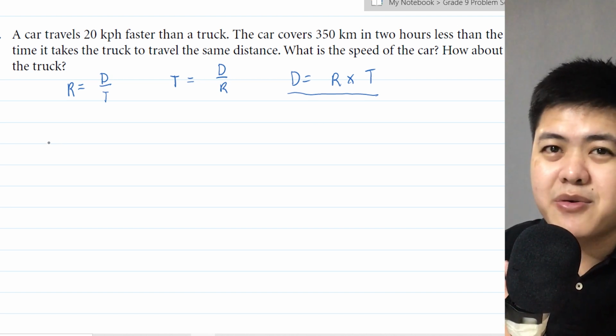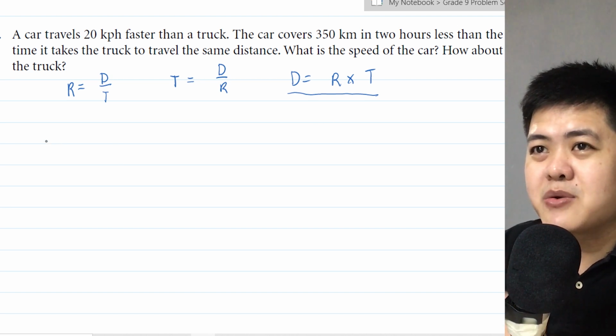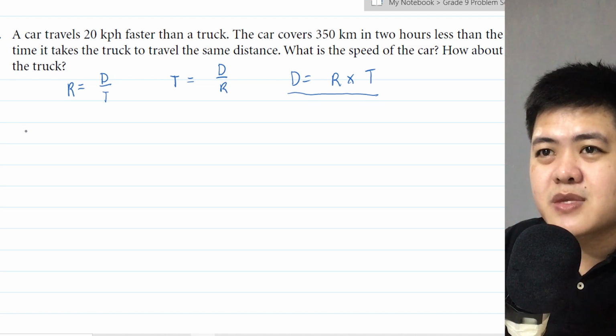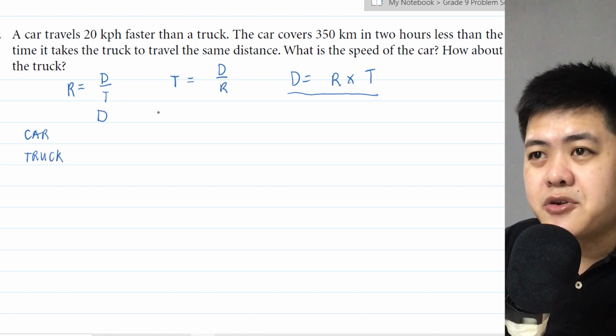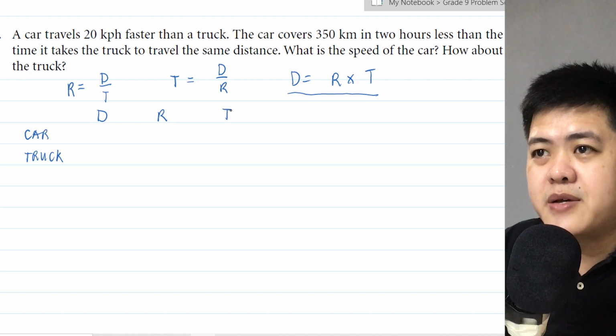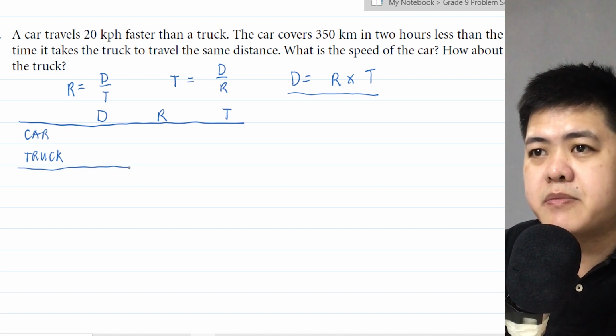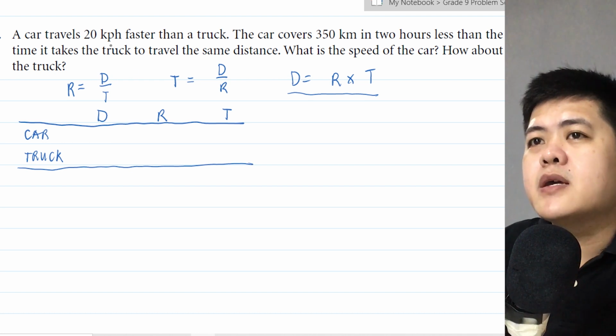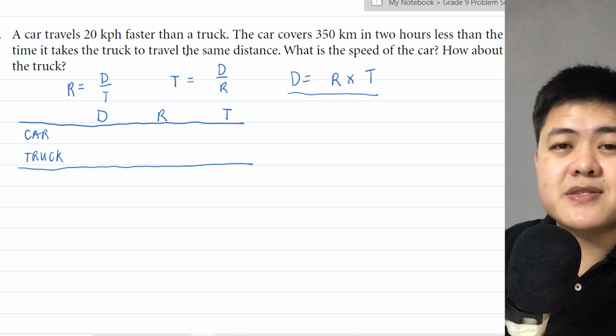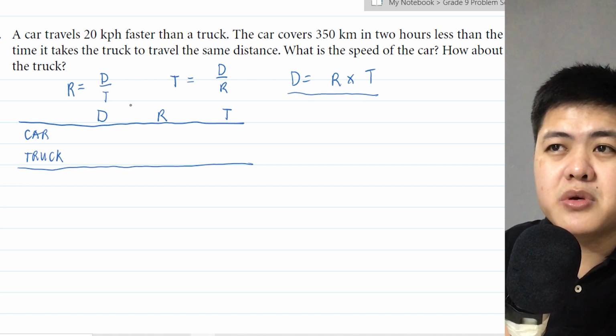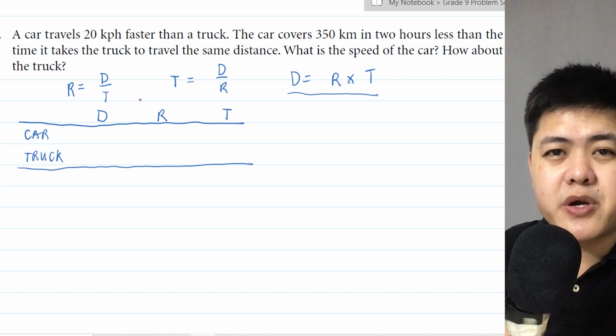So, may dalawa tayong moving object na pinag-uusapan. We have a car and a truck. So, yung car natin, lagyan natin dito. Car, and then yung truck. Lagyan natin yung distance, yung rate, at saka yung time nila. So, I will make a table for the distance, rate, and saka time. Ngayon, a car travels 20 kilometers faster than a truck. Mas mabilis daw yung car ng 20 kilometers per hour kaysa sa truck.